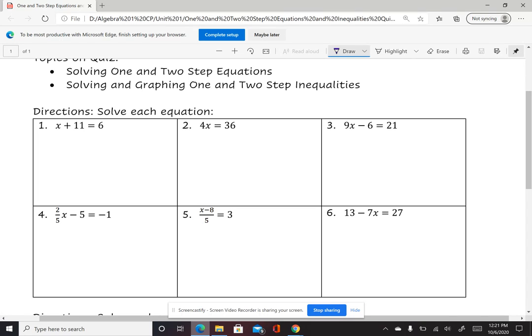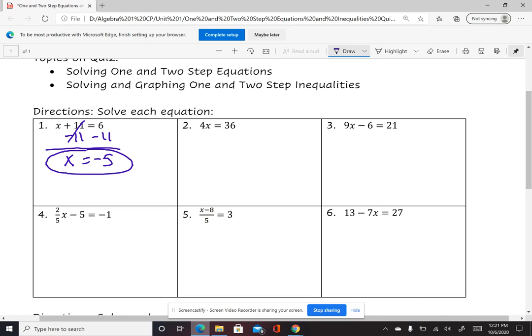So numbers 1 and 2 of solving equations, these are both just one-step equations. So if we remember, when we want to undo addition or subtraction, you do the opposite. So for number 1, we have addition. To get rid of addition, we're going to subtract 11 from both sides, because 11 minus 11 is just 0, so it goes away. We're left with x on this side. 6 minus 11 is negative 5. So our answer is negative 5.